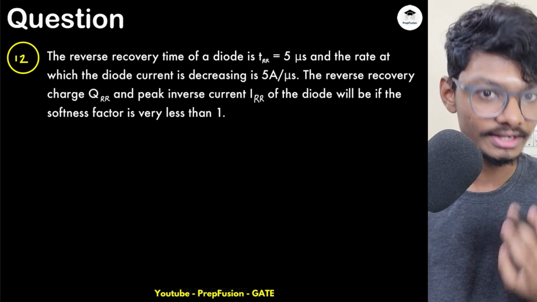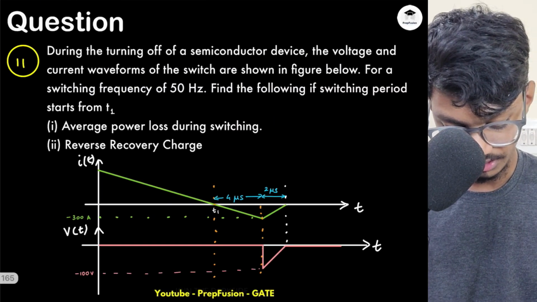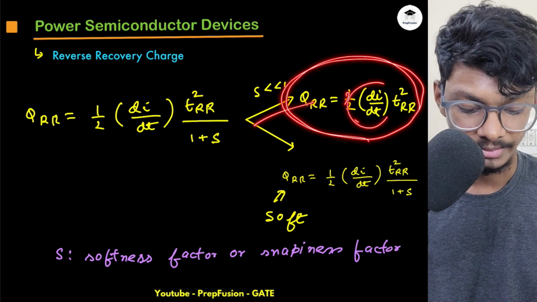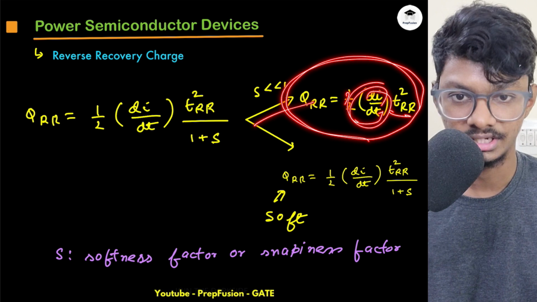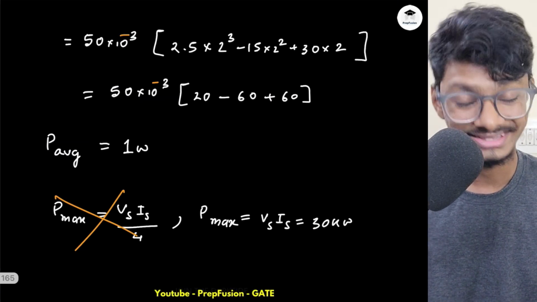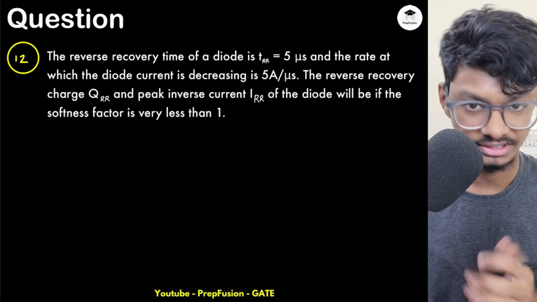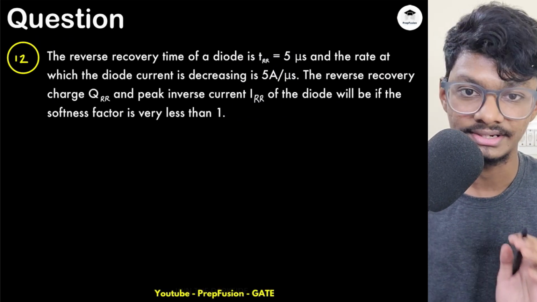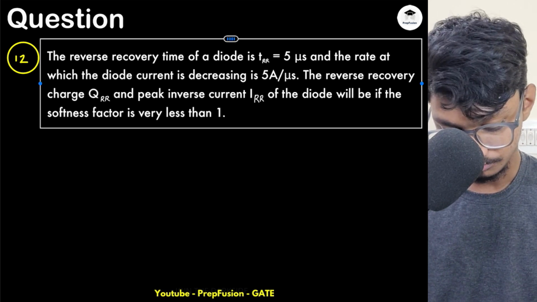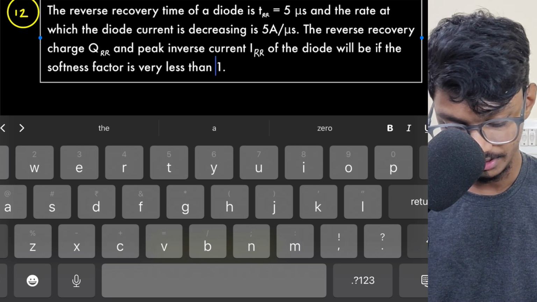If the softness factor is very less than 1, then our reverse recovery charge is almost equal to half into di by dt into TRR whole square. They have given us di by dt and TRR as well, so we can easily find it out. These types of questions can come in ESE, because there they will not mention what the softness factor is. They will directly write that the softness factor is very less than 1, so you have to know that. In GATE it has very low probability to come.